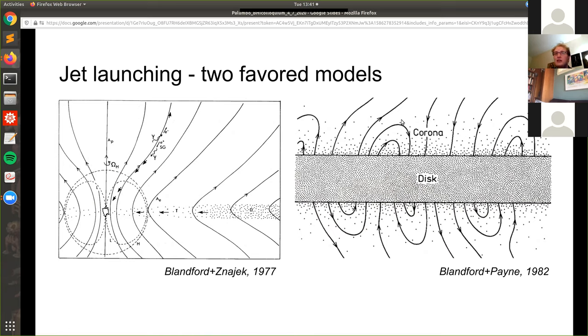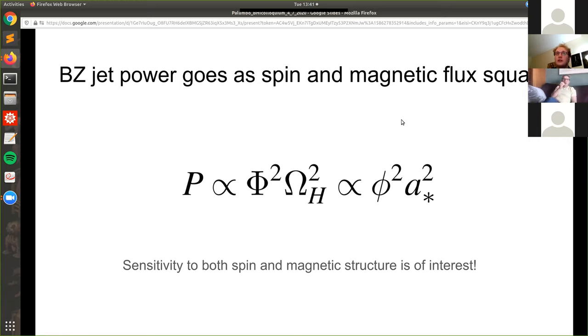So in BZ, the energy is coming from the hole itself, and the field lines are anchored on the horizon, whereas in BP, they're anchored in the disk, and it is the kinetic energy of the disk that's feeding these outflows. And just from looking at GRMHD simulations, BZ shows up. BP is associated primarily with lower power structures like disk winds, and not so much these booming jets that we've been looking at in M87.